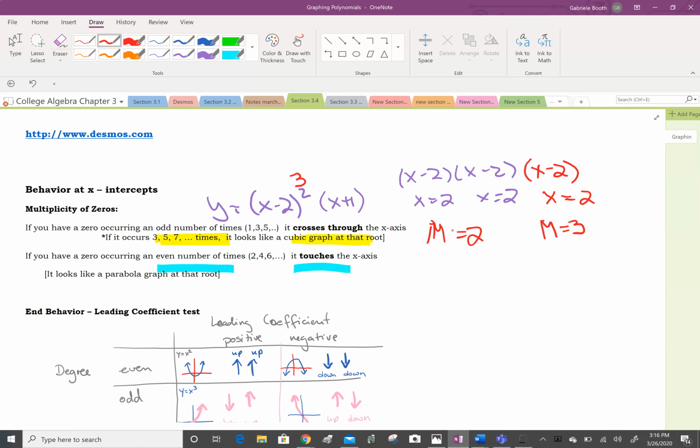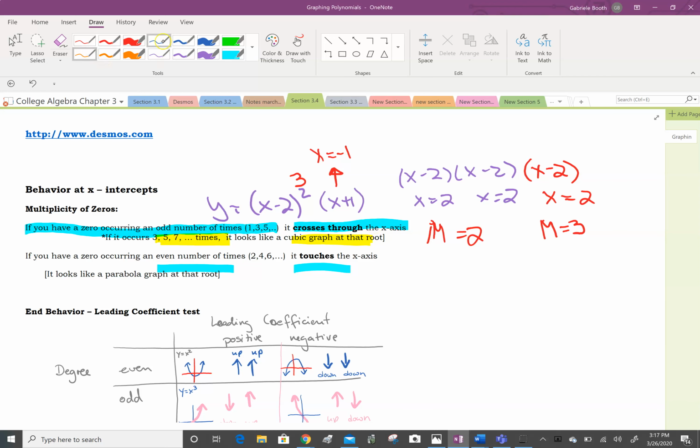For this factor we have x plus 1. If we set it equal to 0, we get x equals negative 1. Since we don't see an exponent here, it's understood to be a 1. The multiplicity is 1, and when the multiplicity is 1, we usually don't say it, it's understood. Now, if a zero occurs an odd number of times, so if the multiplicity is 1, 3, 5, then the graph crosses the x-axis. It crosses through the x-axis.